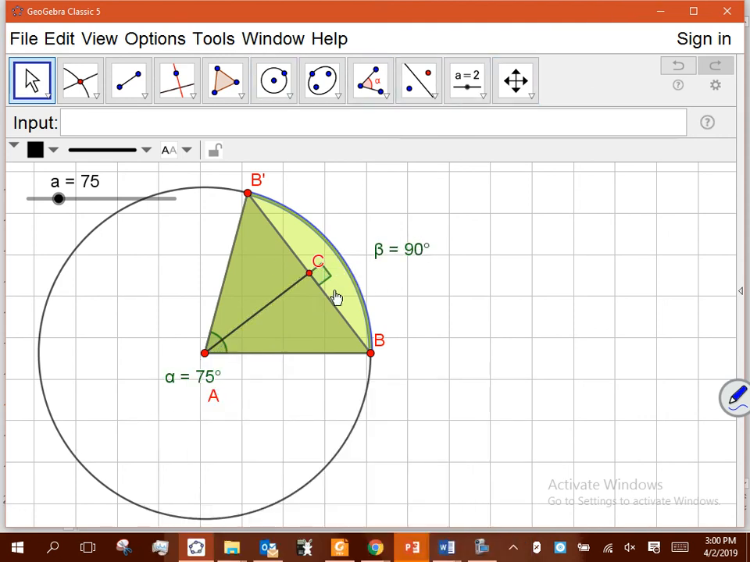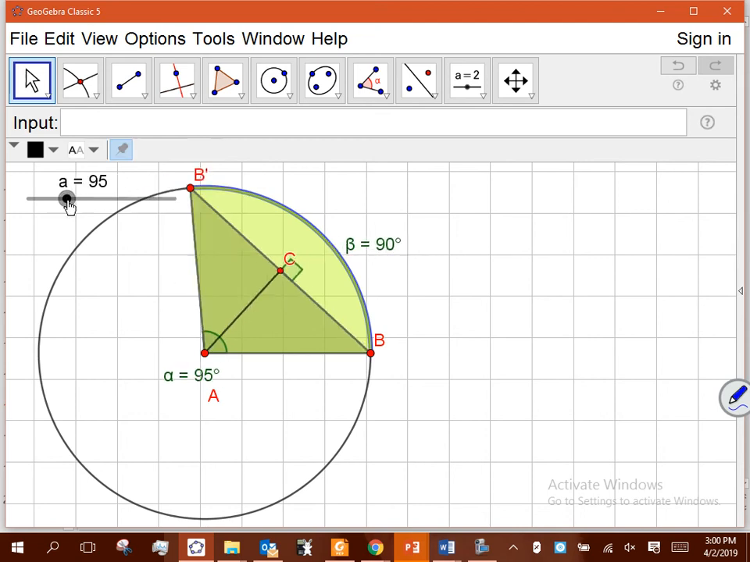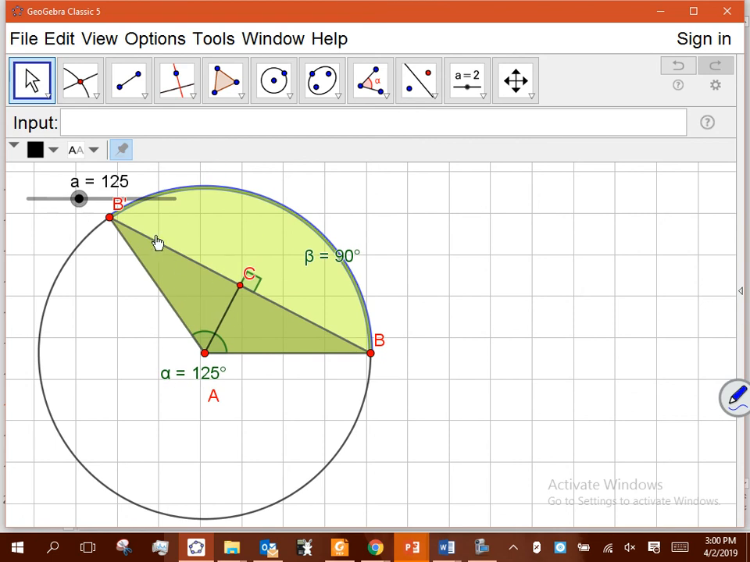So no matter where I move that angle, no matter how big I make it, and I look at the segment that's associated with it, this darker triangle is always isosceles, right? This is always a right angle where my cursor is. B prime to C and C to B, those are always equivalent distances, right?